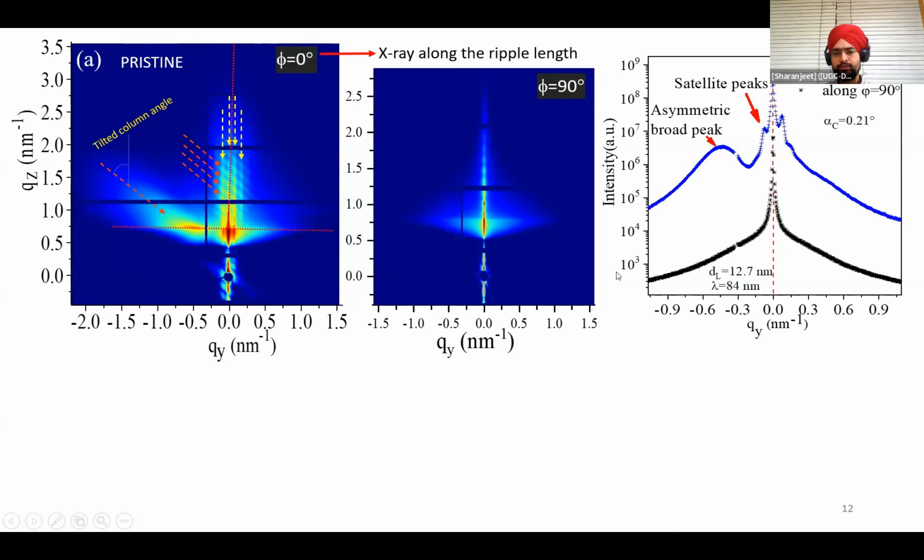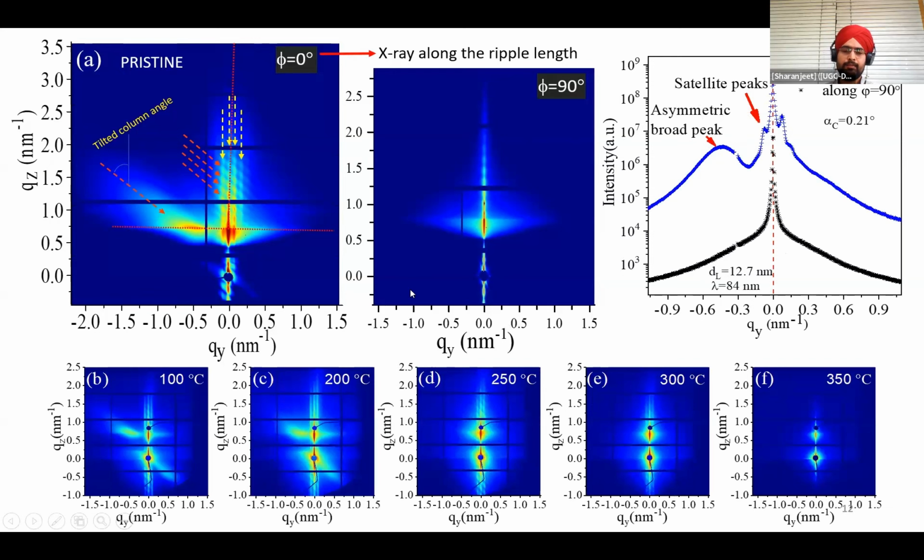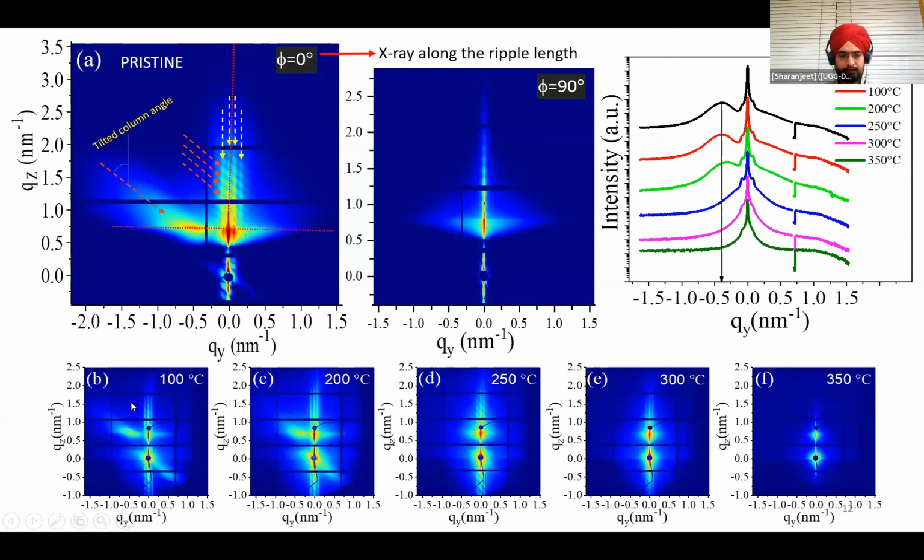We have done in situ GISAXS measurements at different temperatures, and by comparing the curves obtained from the horizontal integration, we have seen that with increase in temperature, the asymmetric broad peak shifts toward lower Q values, which shows that there is diffusion of columns. And at 250 degrees Celsius, we can see that the hump has disappeared, which showed that the columns are completely diffused at 250 degrees Celsius.